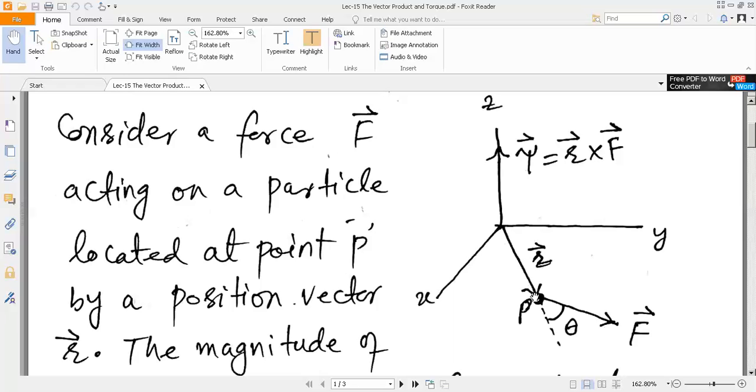When we join these two vectors, the tail of the r vector will be lying here, and when we rotate the fingers of the right hand into the second vector, then the thumb will be pointed in the direction of the axis, and this direction will be the direction of torque, which is a vector quantity, and this torque is perpendicular to the plane of these two vectors, the r vector and the f vector.